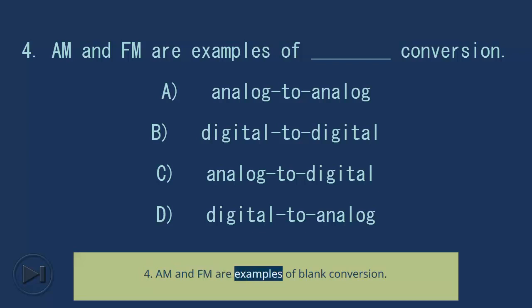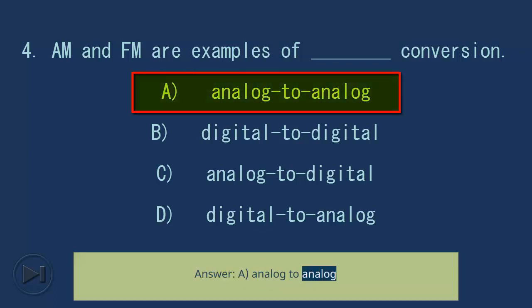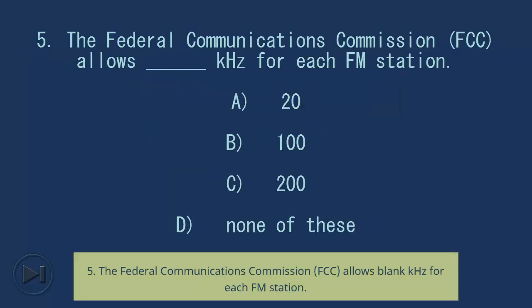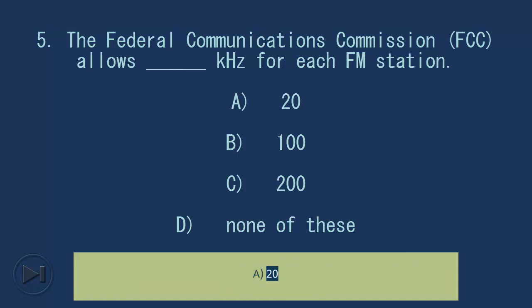4. AM and FM are examples of blank conversion. A. Analog to analog. B. Digital to digital. C. Analog to digital. D. Digital to analog. Answer, A. Analog to analog. 5. The Federal Communications Commission, FCC, allows blank kilohertz for each FM station. A. 20. B. 100. C. 200. D. None of these. Answer, B. 100.